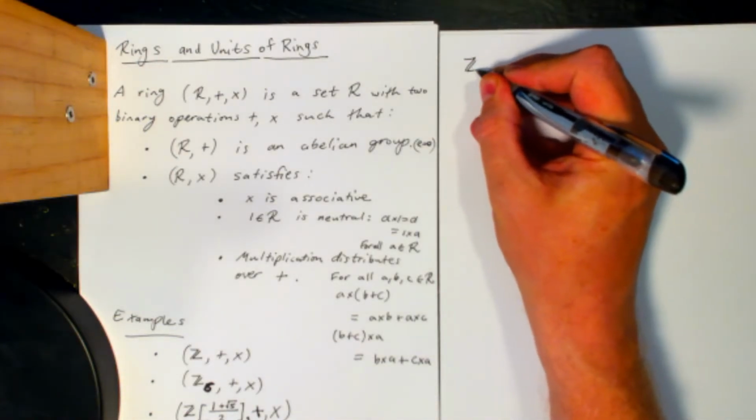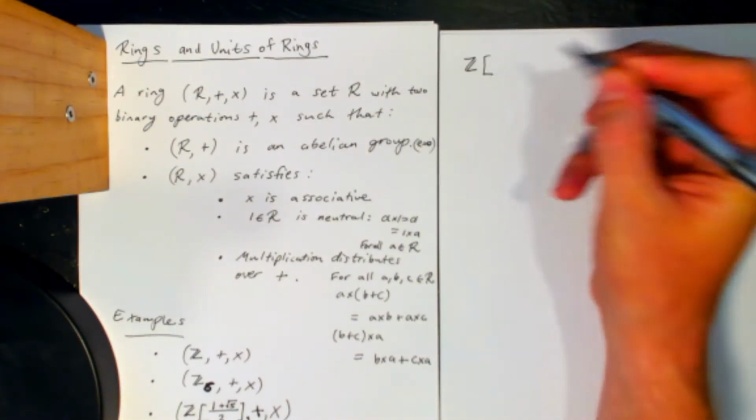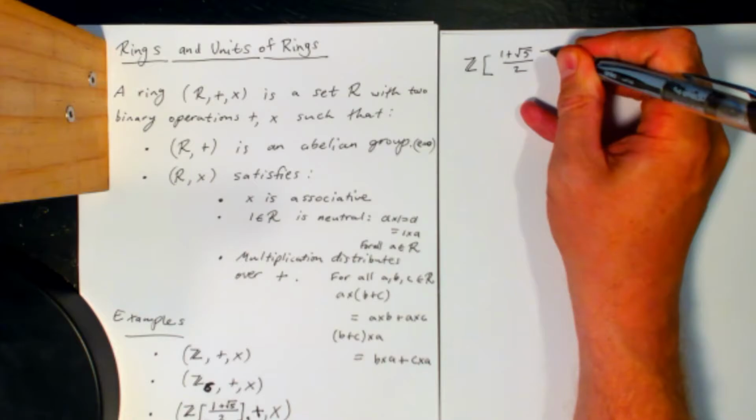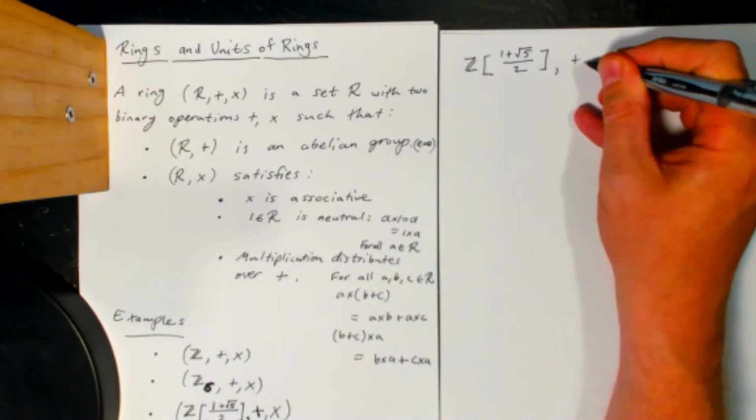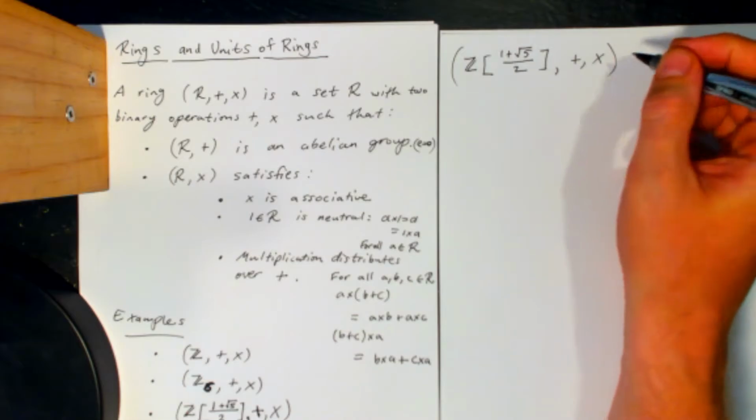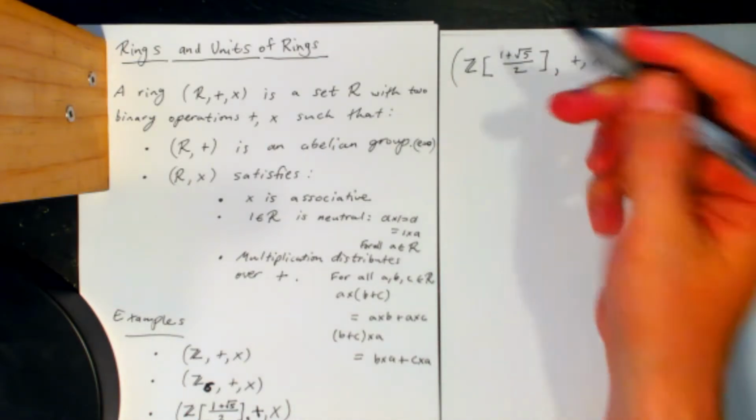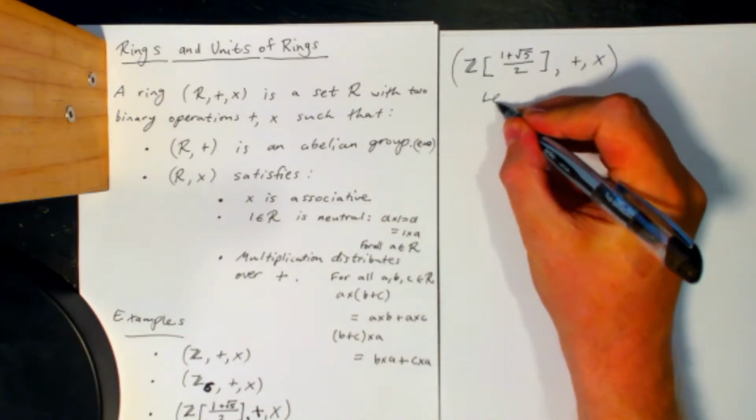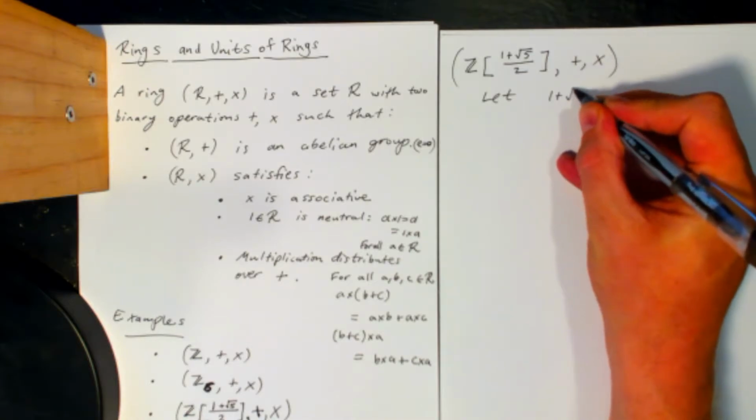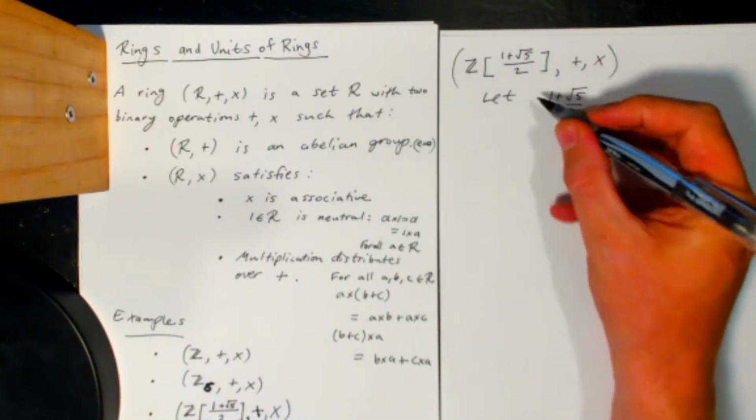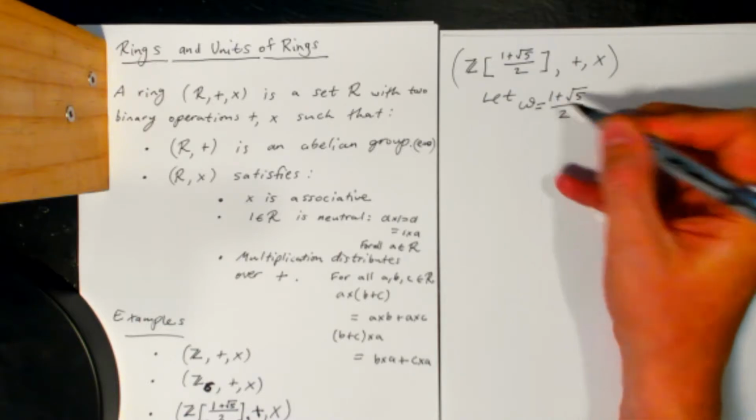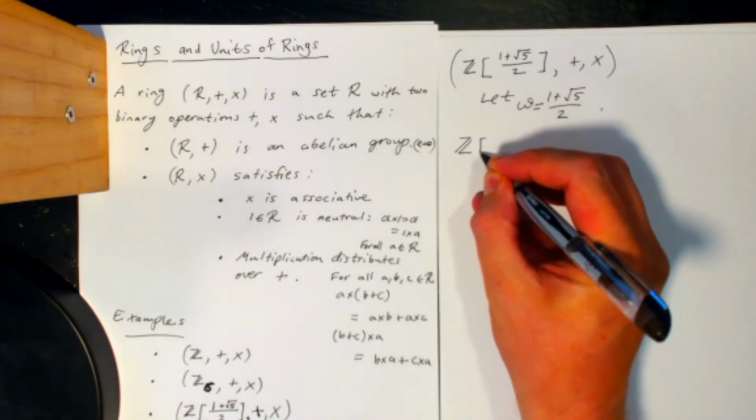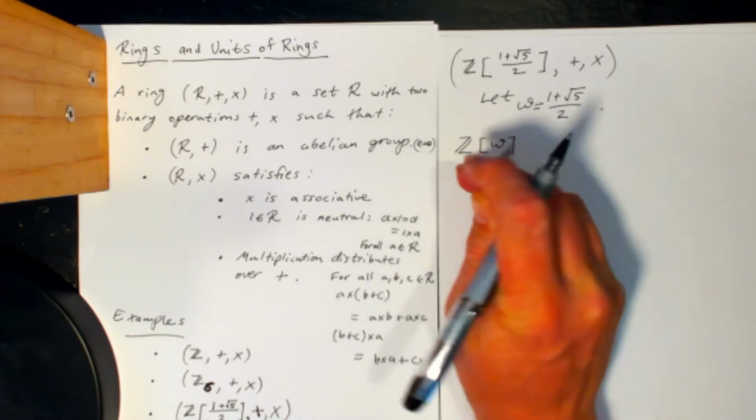Which is the set of integers adjoin (1 plus root 5) all over 2, together with addition and multiplication. Okay, now first I need to define what this symbol means. Let's let (1 plus root 5) on 2 be omega. Then this, with a square bracket around the omega and the integers next to it.